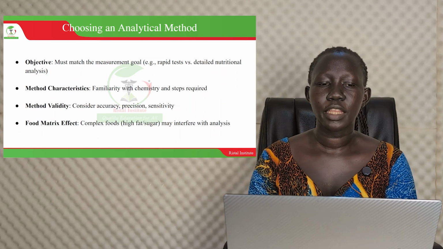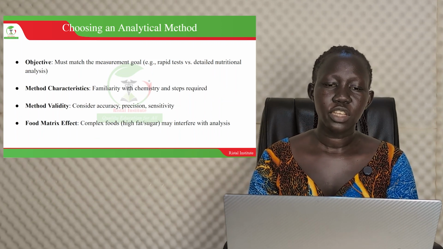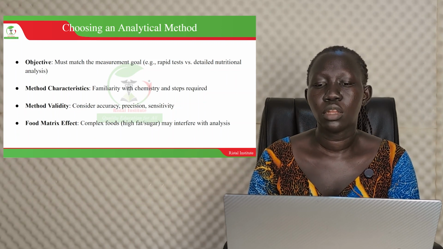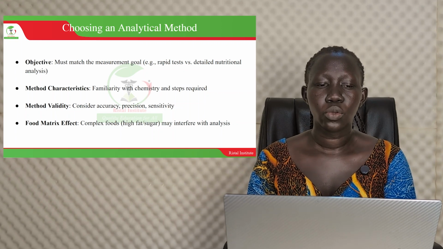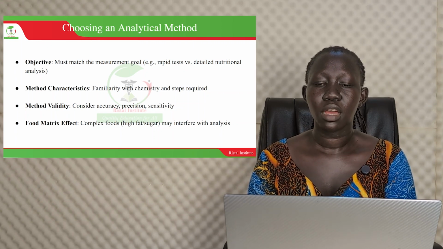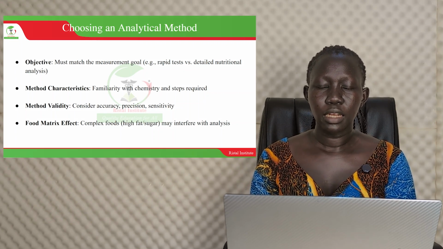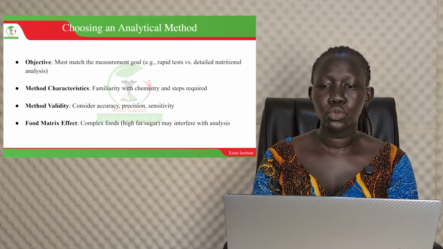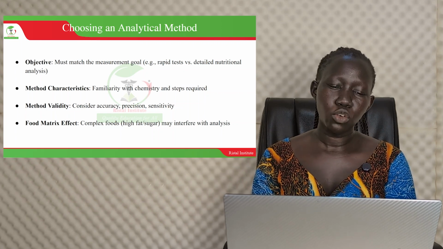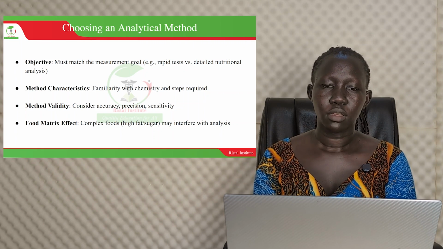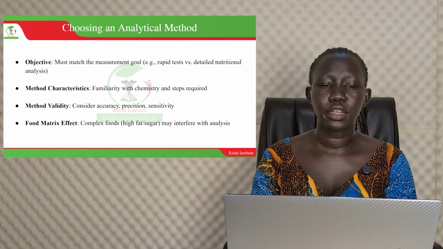Choosing an analytical method. 1, you have to know the objective. Your objective must match the measurement goal. For example, we have rapid test versus the detailed nutritional analysis. A rapid test will help you to just roughly know the quick and simple components that you are going to use. And then detailed nutritional analysis involves finding out each of the components, the major and the micronutrients that are involved in this food product.